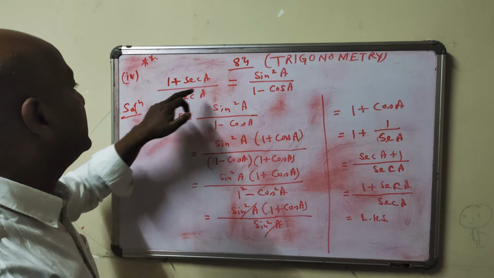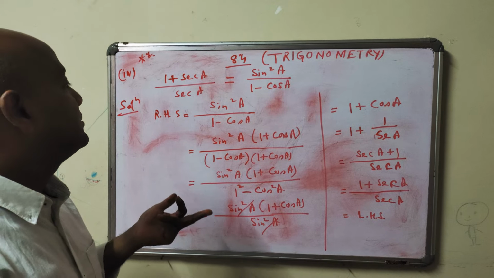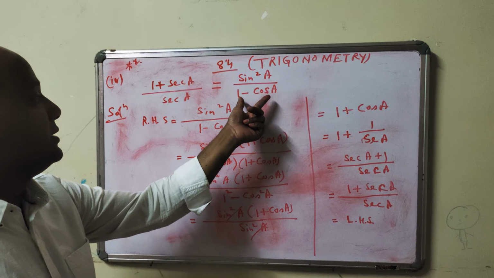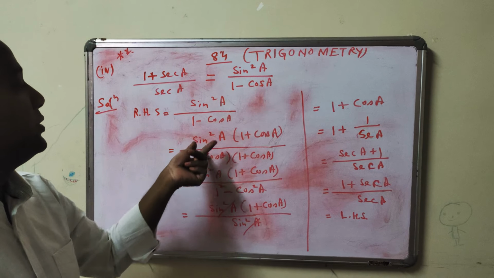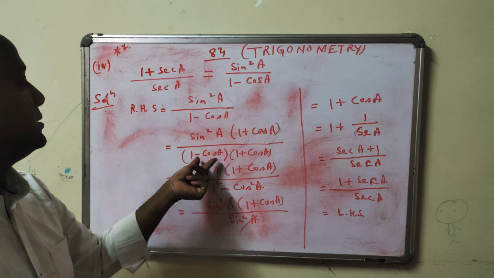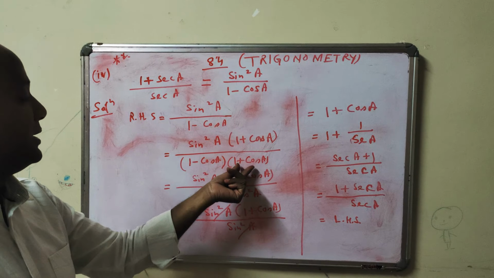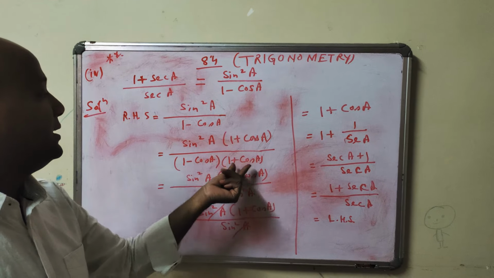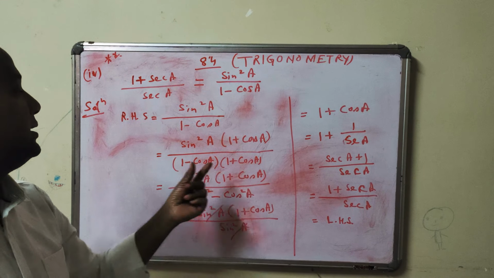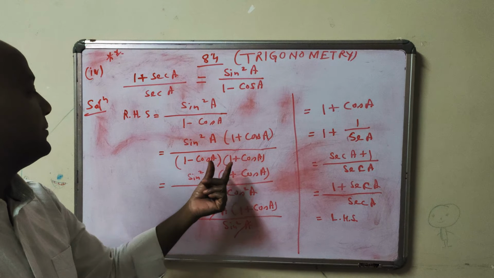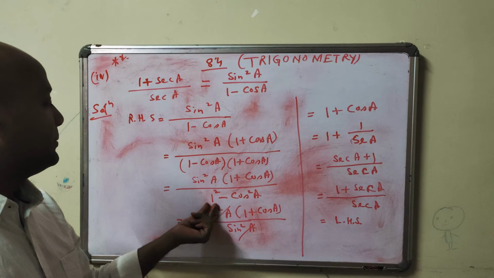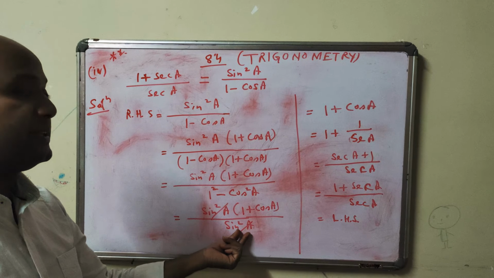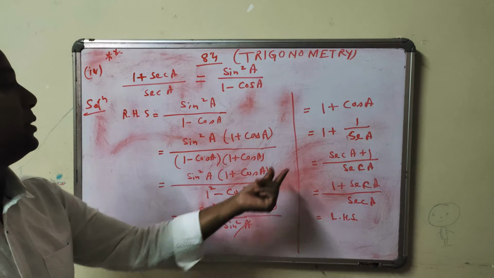But here both are in the form of p by q. Now what part you have to choose? This part, because in the denominator is 1 minus cos. So we can multiply it by 1 plus cos, both sides. Then this part you write: a minus b into a plus b means a square minus b square. So 1 minus cos square equals sin square theta. Here theta is A. So this will cancel. You get 1 plus cos A.